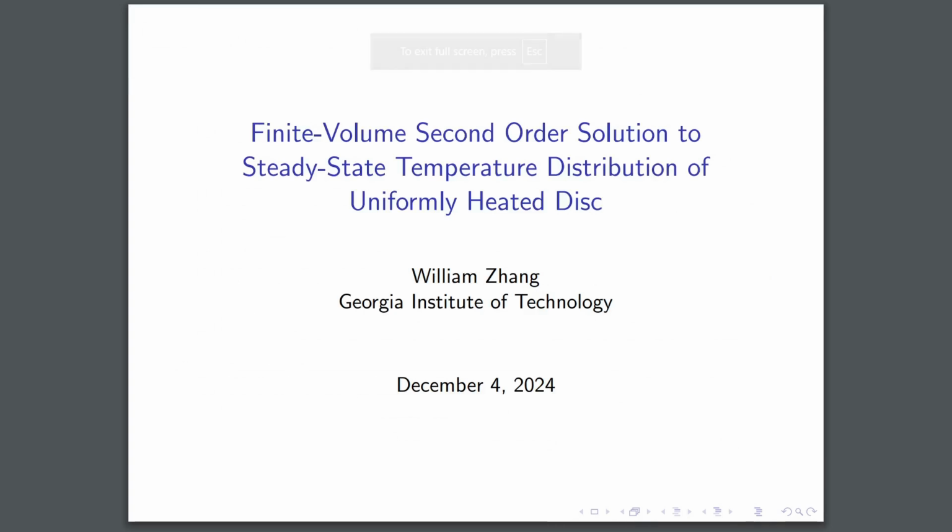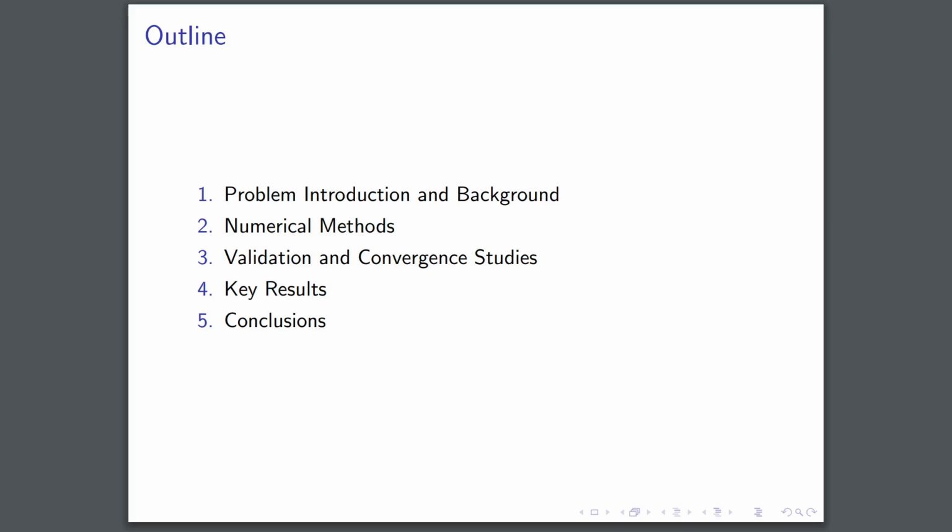Hi guys, Will here. Today we'll be talking about finite volume second order solutions to the steady state temperature distribution for a uniformly heated disk. Our outline is that we'll be going into our problem introduction and background, numerical methods, validation and convergence studies, key results, and then conclusions.